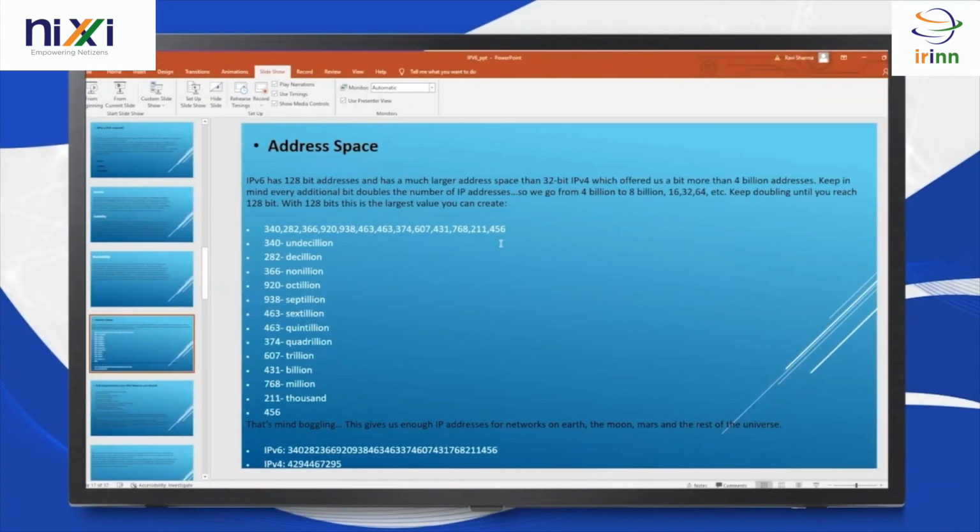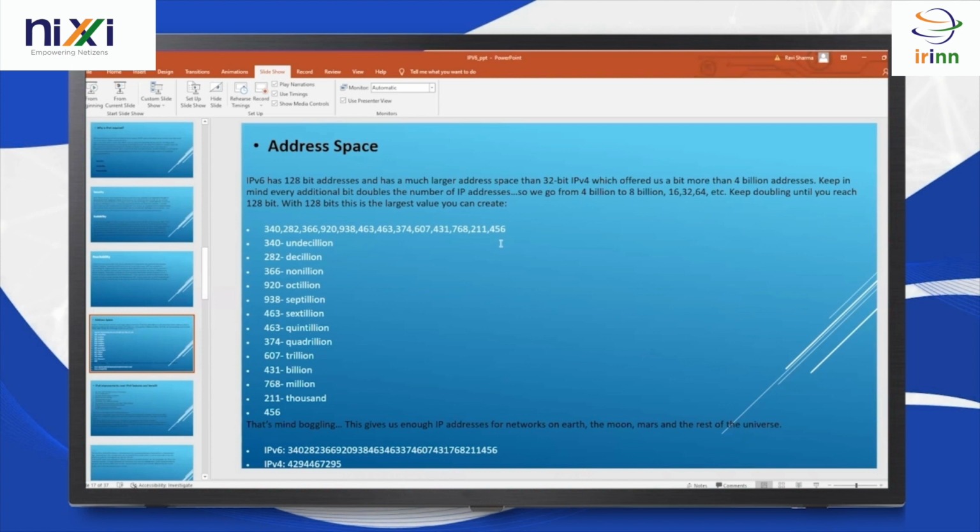Now if we talk about address space, even though it is very difficult to pronounce. IPv6 has a 128-bit address and a much larger address space than the 32-bit IPv4, which offers a bit more than 4 billion addresses. Keep in mind every additional bit doubles the number of IP addresses. So we can go from 4 billion to 8 billion, 16 billion, 32 billion and so on, doubling until you reach 128 bits.